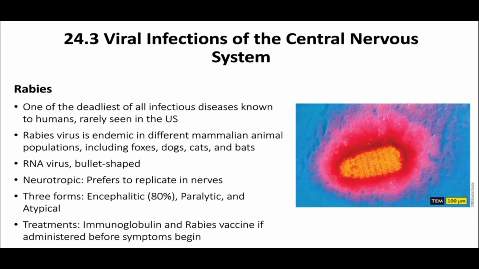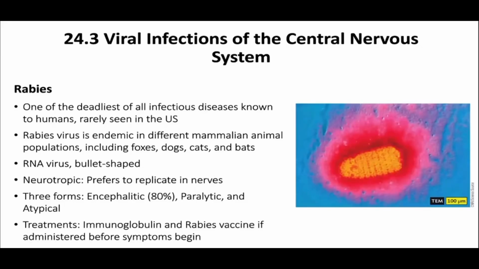The next viral infection of the central nervous system is rabies. This is one of the deadliest of all infections known to humans, but it is rarely seen in the United States. Rabies virus is endemic in different mammalian animal populations, including foxes and, most commonly known, bats. This is an RNA virus, which is bullet-shaped, as you can see in the image to the right. It can be described as neurotropic, which means it prefers to replicate in the nerves.